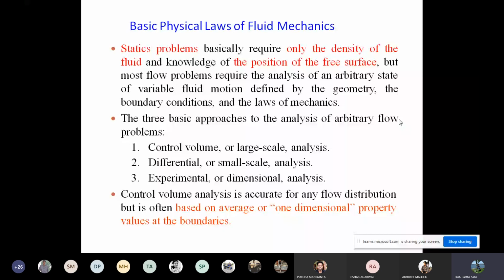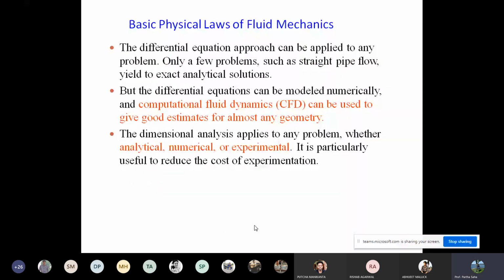Either it can be control volume, which we are going to derive, and then differential or small scale analysis, and then experimental or dimensional analysis. Control volume analysis is accurate for any flow distribution, but it is often based on average or one-dimensional property values at the boundary. Because when you are talking about control volume, we generally consider it in one dimension. If you have to consider 2 or 3 dimensions, the expression becomes a little critical and complex in nature. The differential equation approach can be applied to any problem. The problem is that in steady flow, it exactly yields the analytical solution.